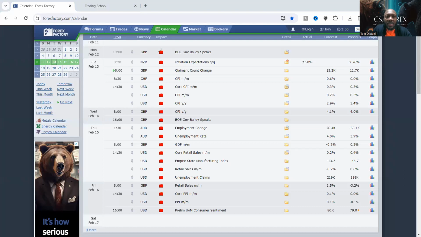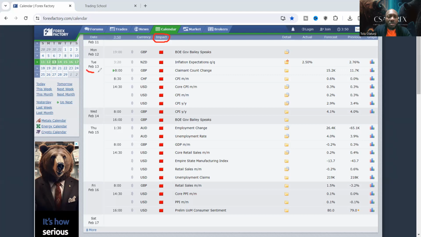One thing I always say is that the impact here, as you can see, we have turned everything to red, meaning that we have only highlighted the red impact news. And the red impact news happens to be the high volatility news, those that when they occur, the market tends to react in a very volatile manner. And that's why you need to be careful whenever you have red impact news scheduled for the day.